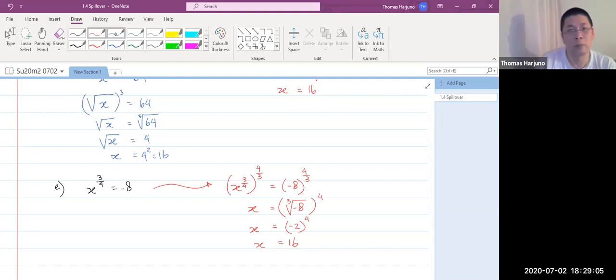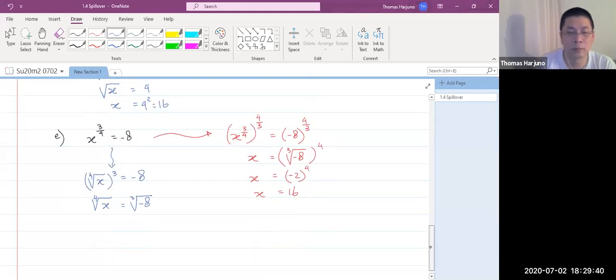Now, let's see the blue color. This is the fourth root of x taken to the power of 3. Then I apply the cube root to both sides. I get the cube root of -8. That's the fourth root of x equals -2.